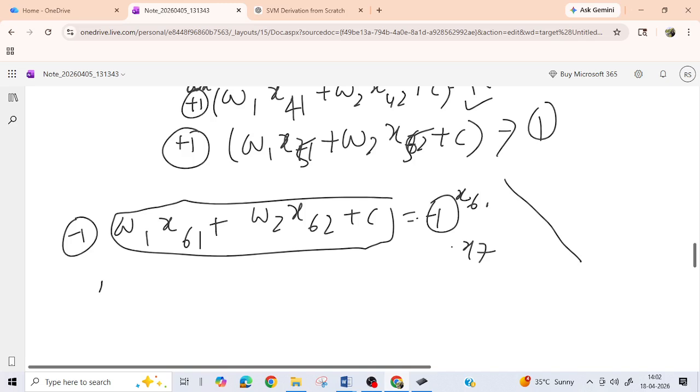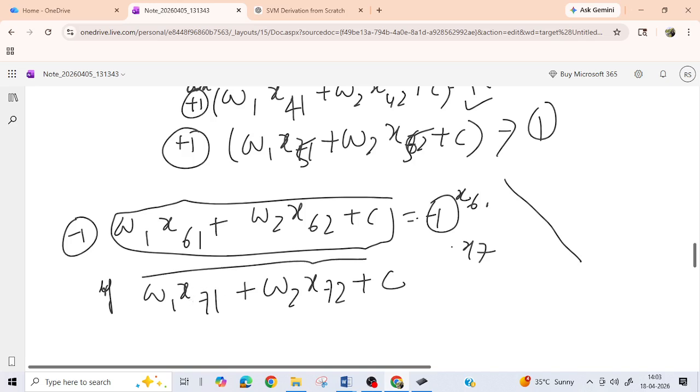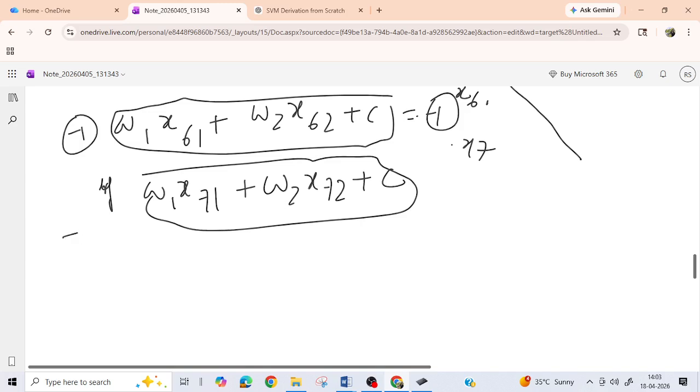So we observe that, and again similarly for the further point, that is x7, if you put this value, w1 x71 plus w2 x72 plus c, right? We know that this is on the negative side, beyond x6. So this would still be negative, a larger negative value. It won't be minus 1, it would be minus 5, minus 6, something like this. Now again, if you multiply it with the corresponding label which is minus 1, it also becomes positive, right?